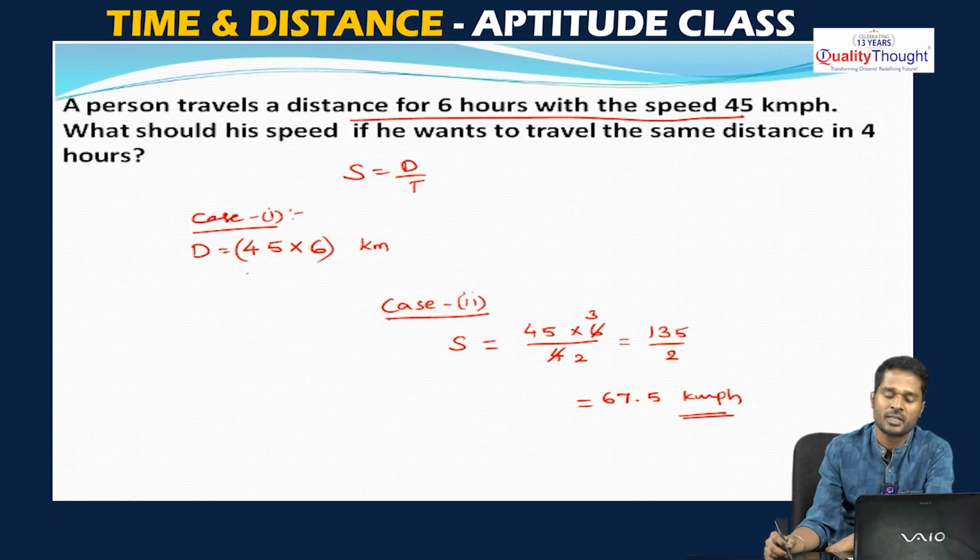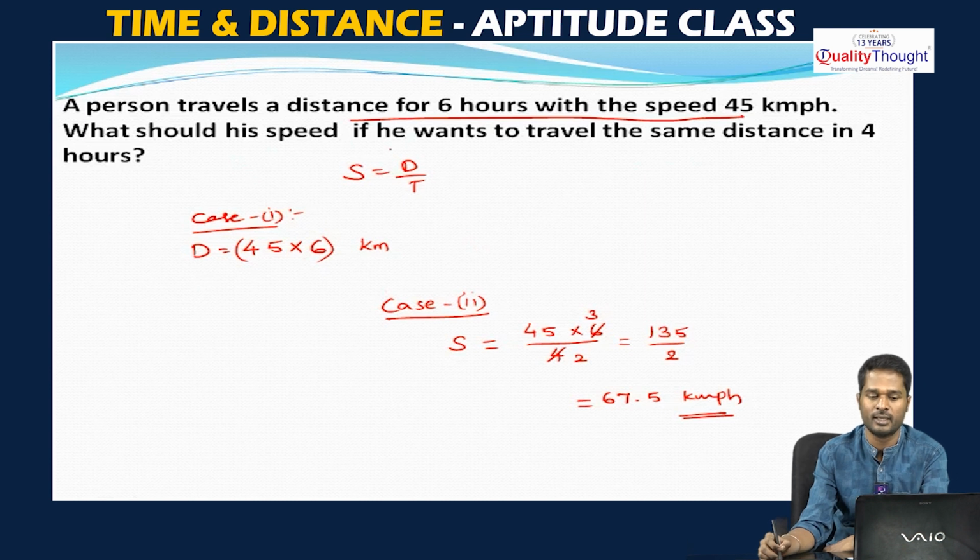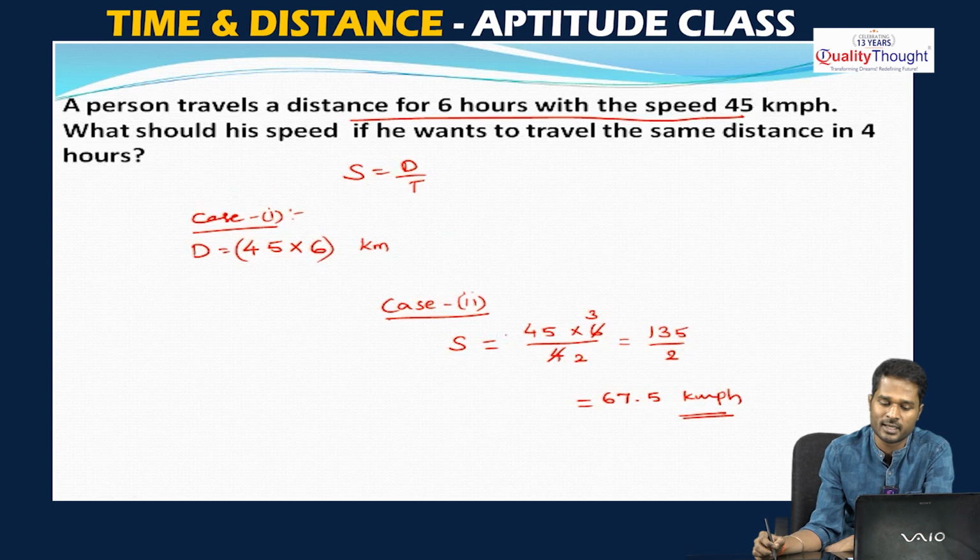See here, first we calculated the distance he travelled in 6 hours with the speed 45 kilometers per hour. So the distance is 45 into 6 kilometers. In case 2, we have written what should be his speed if he wants to travel the same distance in 4 hours. So the distance is 45 into 6 by time, which is 4 hours.